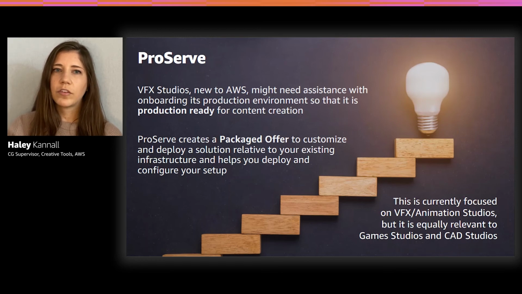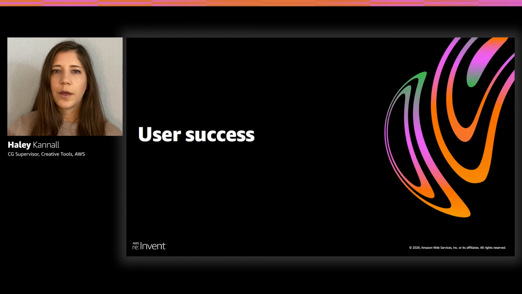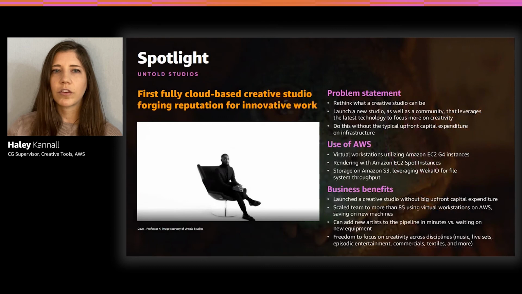Now, perhaps both of these solutions sound great, but you need a very specialized setup to handle the work that your studio does. For those of you that are new to AWS, and you might need help navigating the migration from your on-premise studio infrastructure to the AWS cloud, I'd like to introduce you to professional services. ProServe can assist you with deploying a solution relative to your existing infrastructure, customizing it to get you to an initial production-ready studio environment. This process is currently focused on animation and visual effects, but it can easily be translated for studios focusing on games, architecture, engineering, and construction.